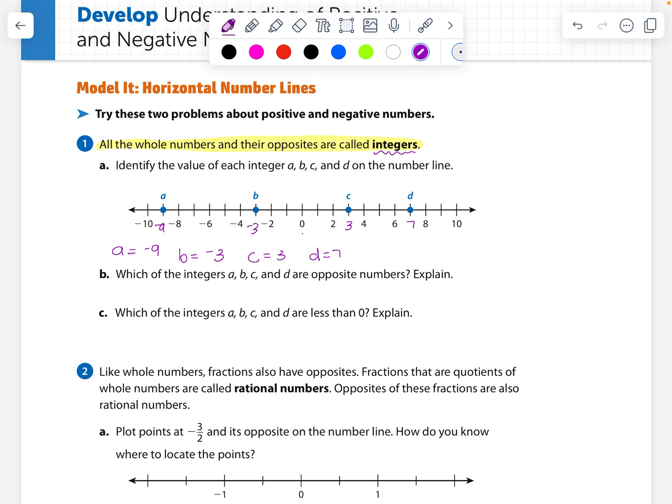The next question says, which of the integers A, B, C, and D are opposite numbers? So if you're looking at the values of these, which ones are opposite? So the opposite integers are B and C, and then explain. Why are B and C opposites? Because 3 and negative 3 are 3 units from 0 in opposite directions.